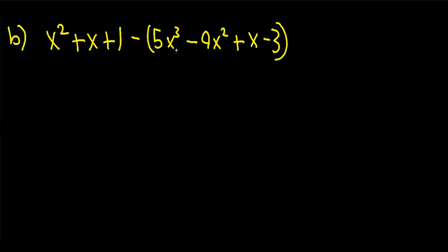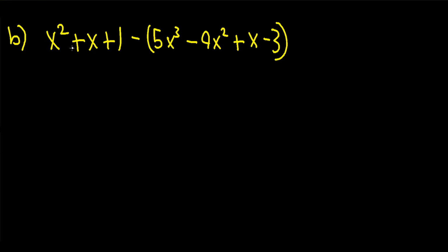Now for b in doing subtraction, what we're going to want to do is distribute the minus sign through the second polynomial. And so what that means is that every term in the polynomial, we're going to flip the sign of. So 5x to the power of 3 becomes negative 5x to the power of 3. Negative 9x squared becomes plus 9x squared, or just 9x squared. And then x becomes negative x, and negative 3 becomes 3. And again, this is just using our distributive law, where we're treating a as a negative 1.